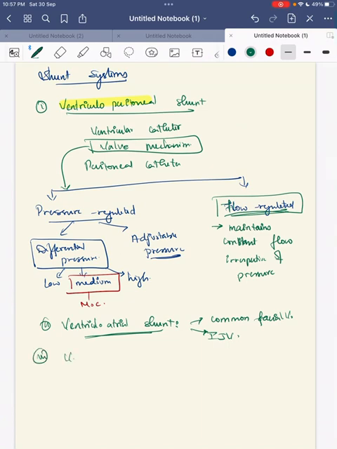Next, the third type of shunt is the ventriculopleural shunt. This pleural shunt is done only in children more than 7 years of age. Why? Because there is an increased risk of fluid overload. So it is done only after 7 years of age.